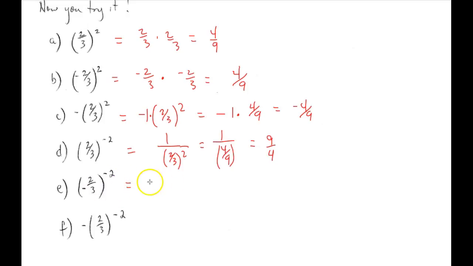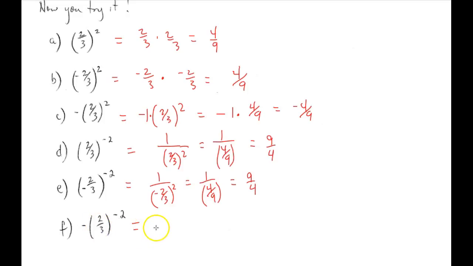So for E, we see that the one thing that's different now is that we have a negative sign on the 2/3. So this would be 1 over negative 2/3 squared. But of course, negative 2/3 squared is just negative 2/3 times negative 2/3, which is a positive 4/9. So we see that we still end up having the same answer, which is 9 divided by 4. Okay? Because when we take the reciprocal.